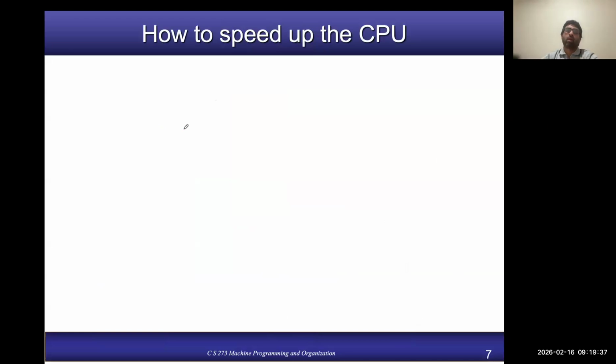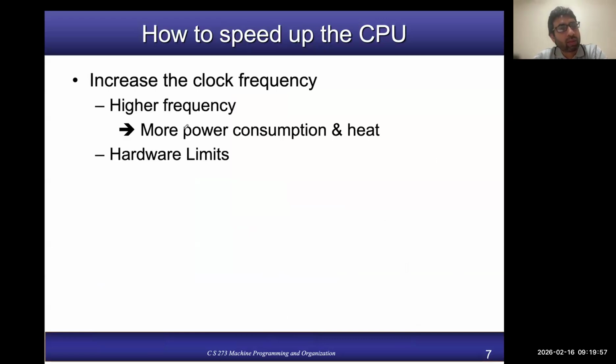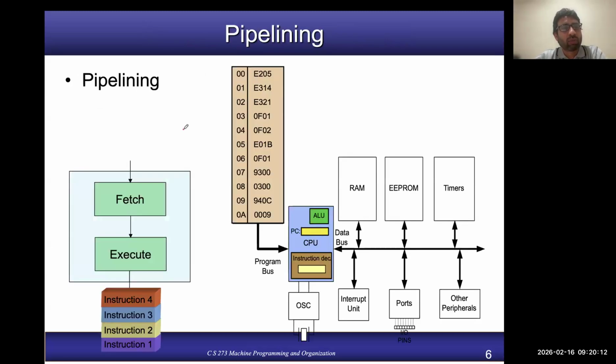So now the question is, how can we speed up the CPU? We have looked at the concept of pipelining in a very simplistic way. So pipelining is one way to speed up the CPU. But wait a minute, even before pipelining, one way to increase the performance of your CPU is to increase the clock frequency. What do I mean by clock frequency?